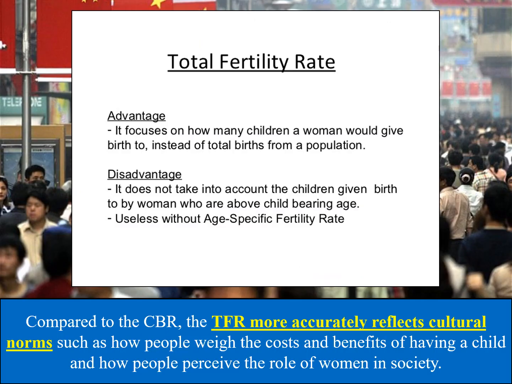So compared to crude birth rates, the TFR more accurately reflects cultural norms, such as how people weigh the costs and benefits of having a child and how people perceive the role of women in society. We see that in more developed countries, TFR and crude birth rates are going to be much lower than in less developed countries. Women in developed countries tend to choose to have far fewer children because of jobs and money and things like that. So all of that plays a big role.